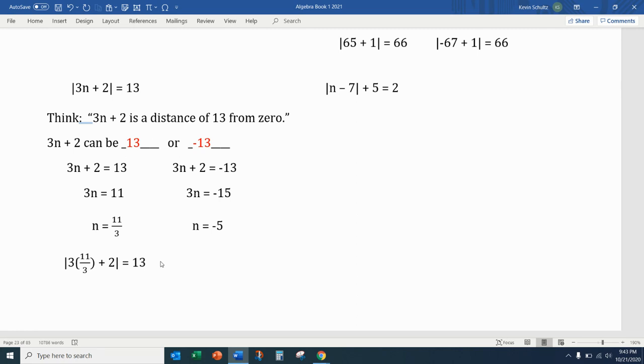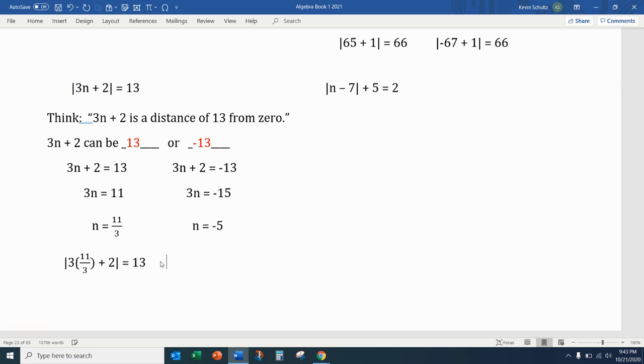Well, 3 times 11 thirds, based on what we know about multiplying fractions, that 3 is like 3 over 1. So 3 times 11 is 33 over 3, 33 thirds. That just ends up equaling 11. Those 3's essentially cancel out. So 11 plus 2 equals 13, which is 13 away from 0.